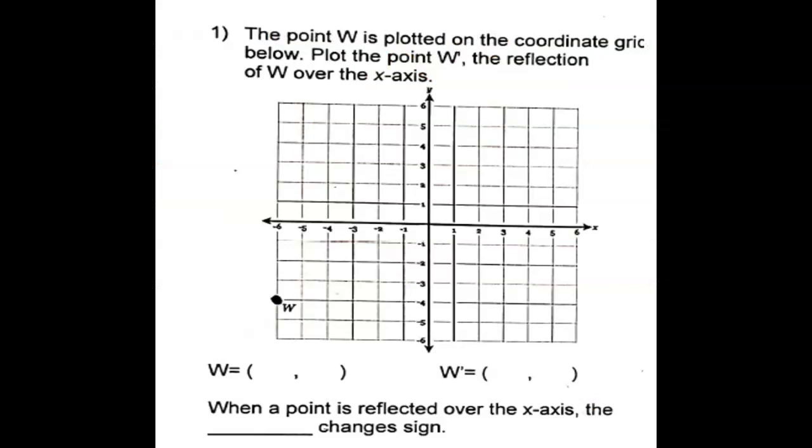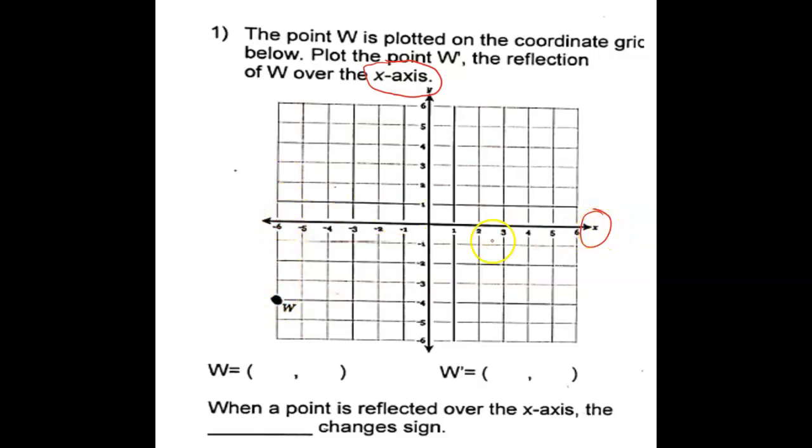Looking at another example, this one is the first problem from your homework. The point W is plotted on the coordinate grid below. Plot the point W prime, the reflection of W over the x-axis. What does that mean? That means we are going to take a look specifically at the x-axis. So I'm going to find the x-axis and I'm going to reflect W over it. Remember, reflect means the same distance over what you're reflecting.